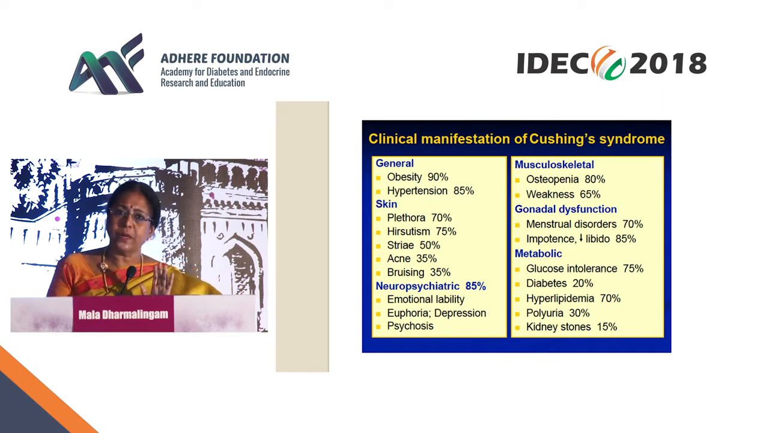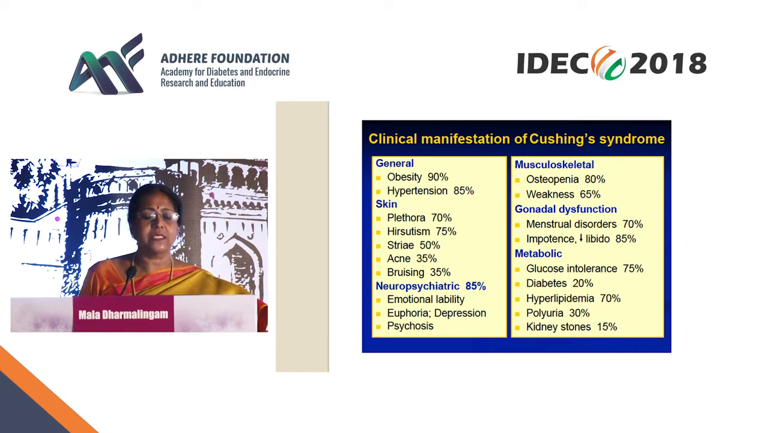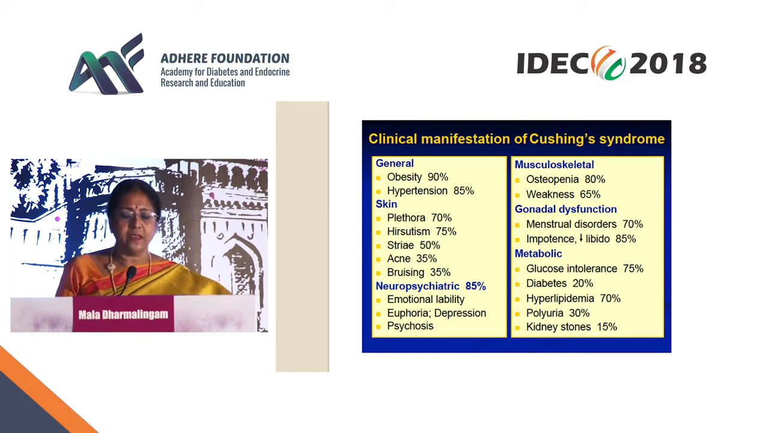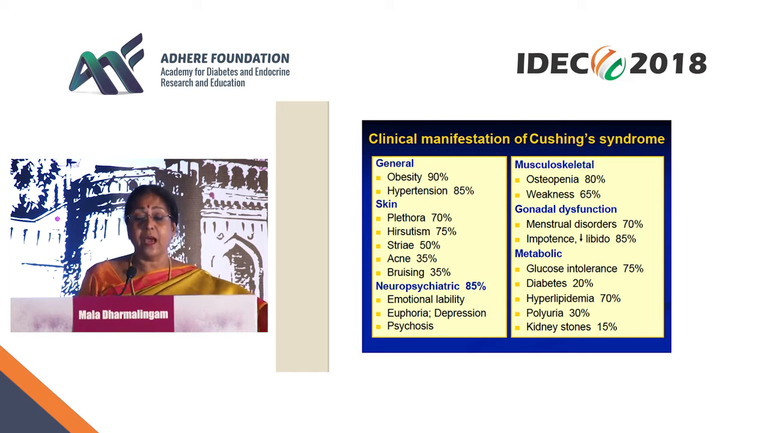Manifestations I won't go through because I think you have seen this in Dr. Sashank's slide again, but basically there are general, skin-related, neuropsychiatric, very often depression, emotional lability. It should make you think, are we looking at something else? Musculoskeletal, gonadal dysfunction, especially women with menstrual irregularities coming with diabetes and hypertension, please think Cushing's. And metabolic, if you're finding that there is diabetes, hyperlipidemia, polyuria, kidney stones, one should think of higher cortisol levels.